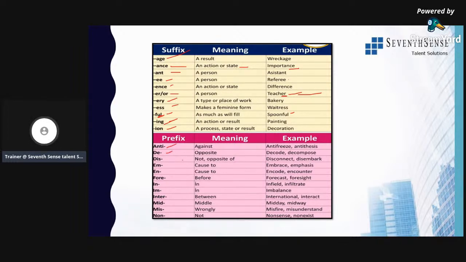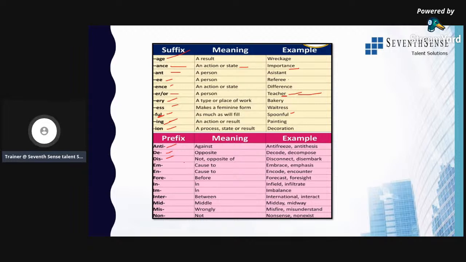DE means opposite, decode. When there is a code, your code is given, you have to decode it. That will give an opposite meaning. Discomfort, disconnect. These are giving the negative meaning, right? Connect will give a positive meaning, and disconnect means you have to remove again. These are negative, playing a negative role. Comfort, discomfort, encourage, discourage.